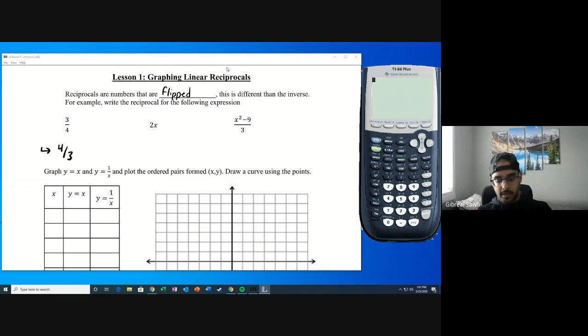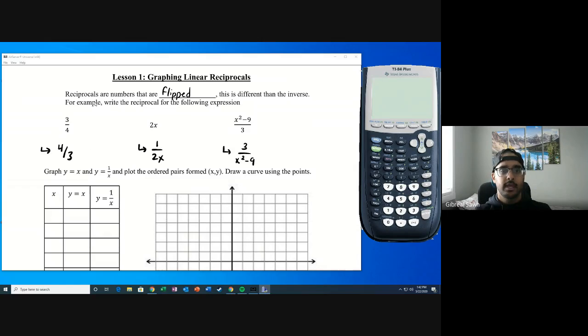So if it's 2x, the flipped version of that is going to be 1/2x. Since remember that if it's 2x, I can always divide it by 1, so I do technically have a denominator here that we could flip. Now for this last one, I can clearly see a numerator and a denominator, so we're going to switch the places of them. So my reciprocal is going to be 3/(x² − 9), and I've got the flipped version now.